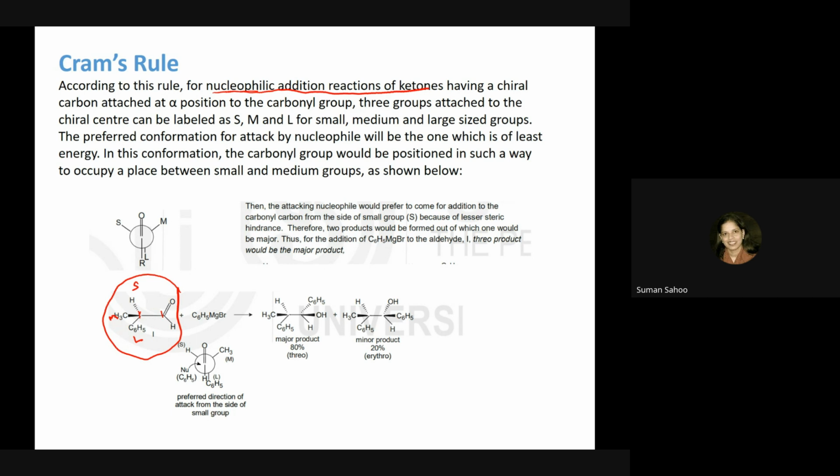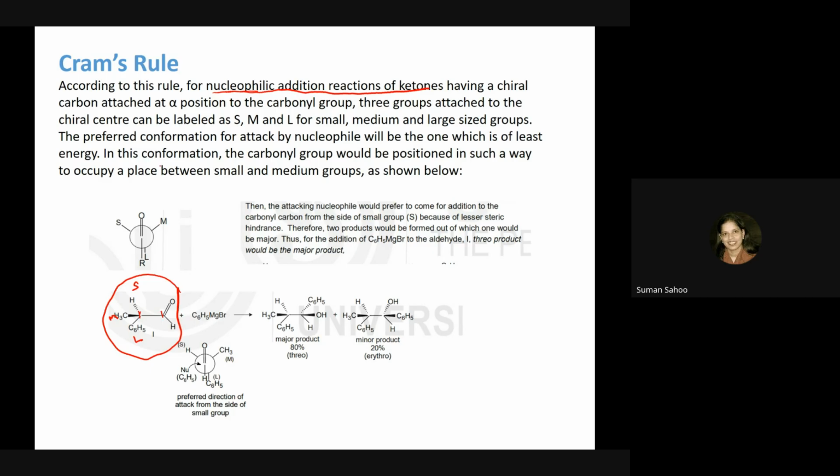Among these, when we are predicting the product, we have to take the model in which our nucleophile is going to attack. The preferred conformation of attack for the nucleophile will be the one of least energy, where the molecule is in its most stable structure, because in that conformation there would be more molecules in the preferred conformation. So the nucleophile will attack in that conformation.